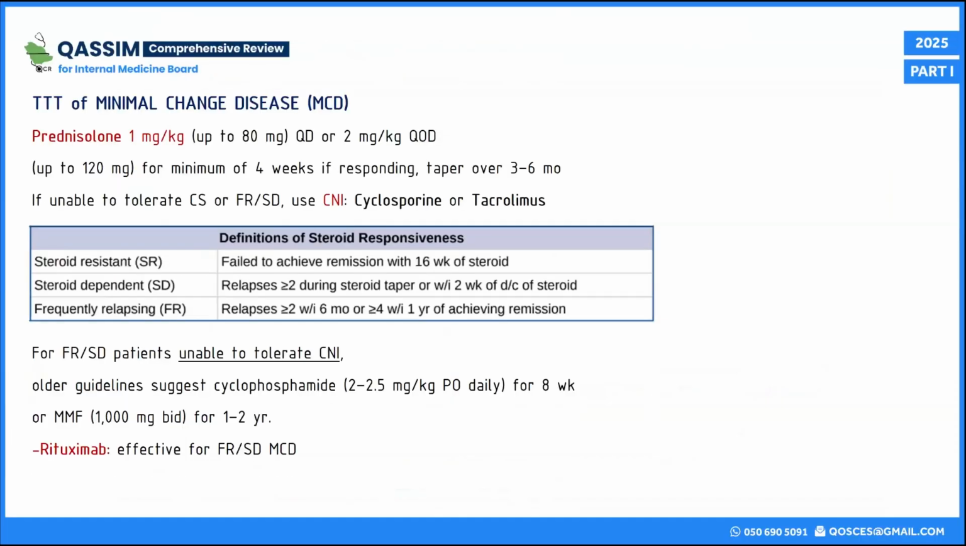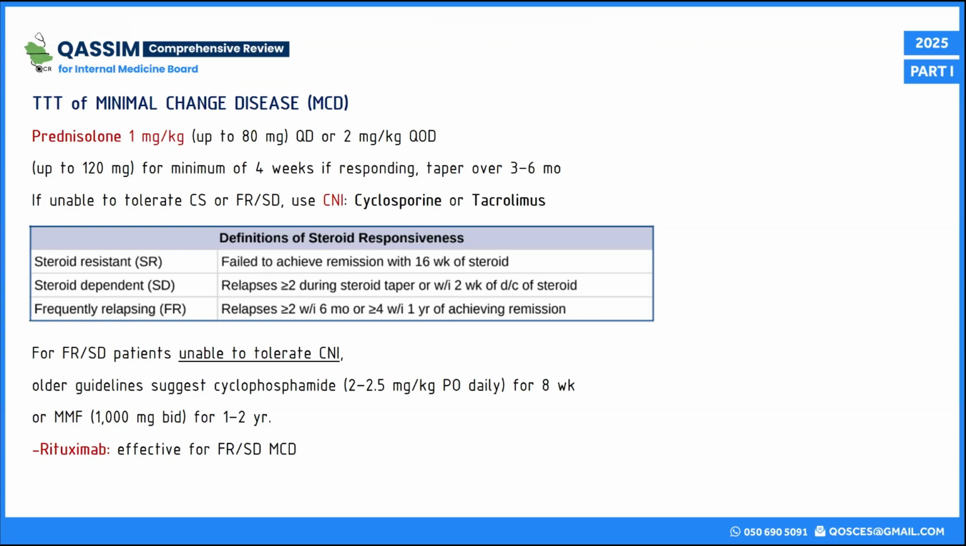So what about the treatment of minimal change? The main treatment, the first line of treatment, should be prednisone. What is the dose of prednisone? It should be 1 milligram per kg. The guideline maximum is 80 milligram, but we are not giving 80 milligram because of the side effects of steroid. So usually we give the patient 60 milligram. What is the duration? At least 4 weeks.